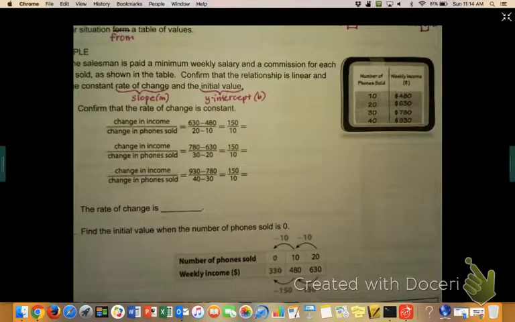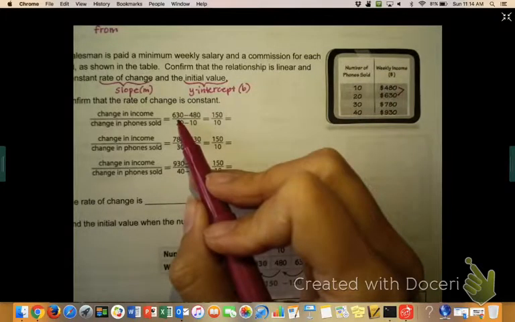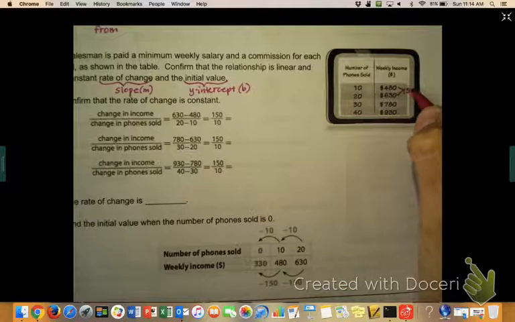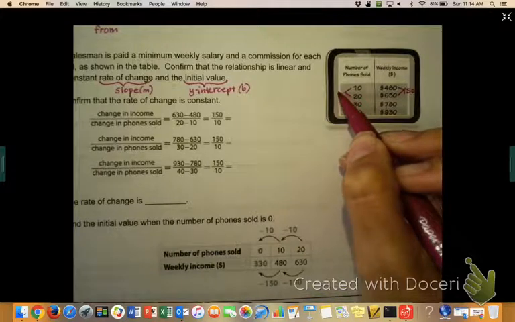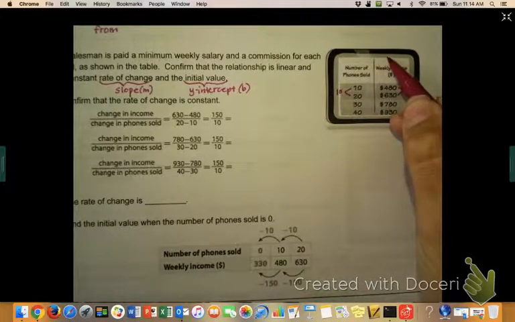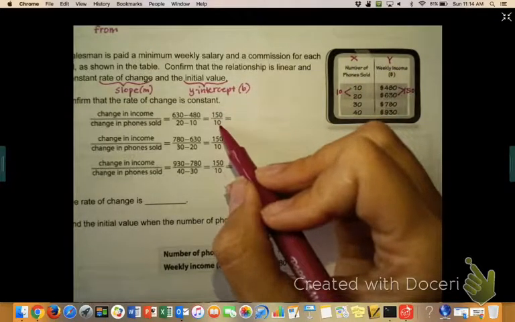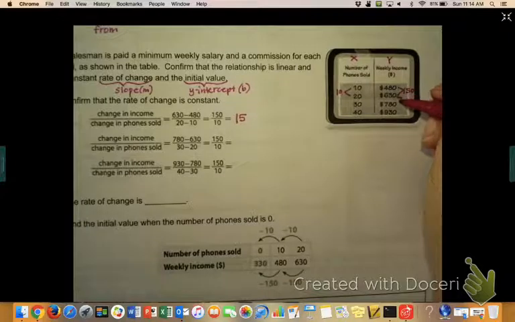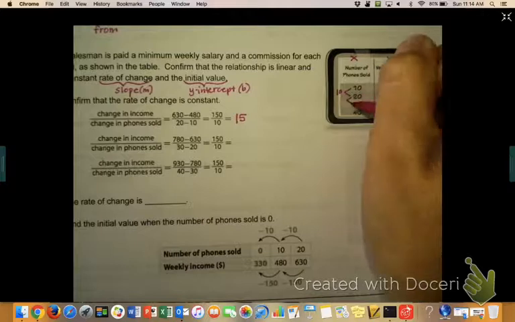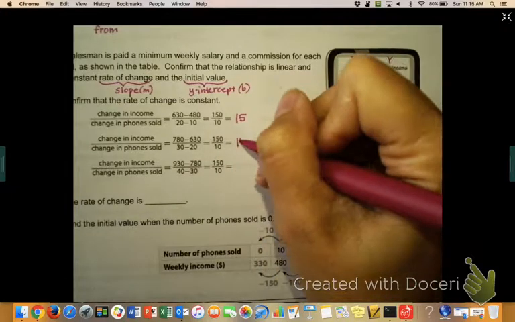Okay, so they've kind of done the math for us. They've said from 480 to 630, it's a difference of 150. And from 10 to 20, that is a change of 10. So they've put the 150, which is your y, over the 10, which is your x, and if we divide that out with a calculator, 150 divided by 10 is 15. Then they went, how much is it from 630 to 780? They subtracted that out for us and got 150 again. From 20 to 30 is a change of 10. So 150 over 10 is once again 15.